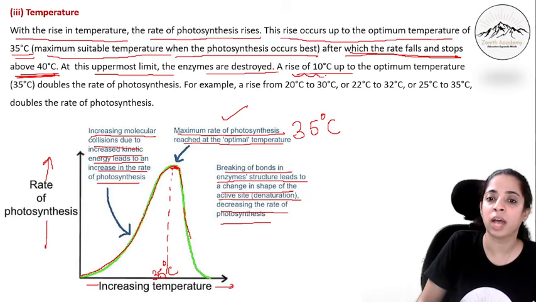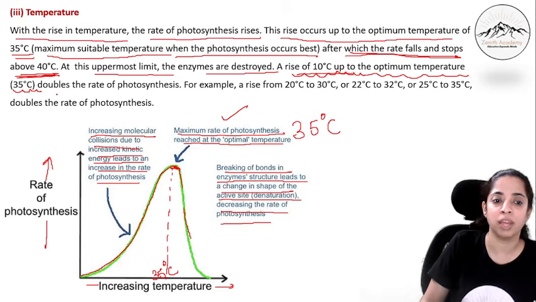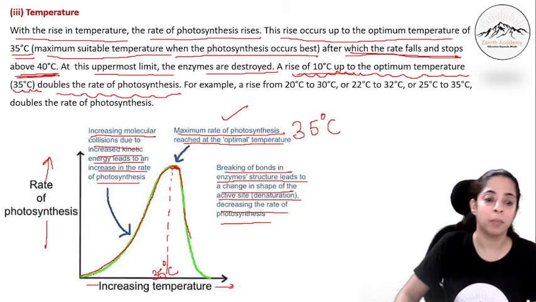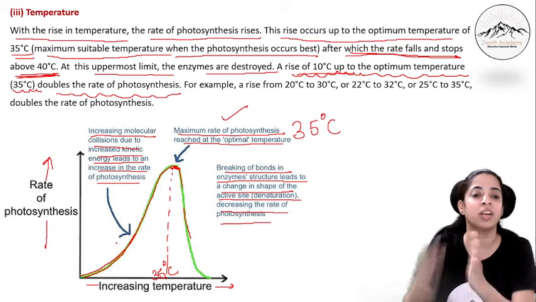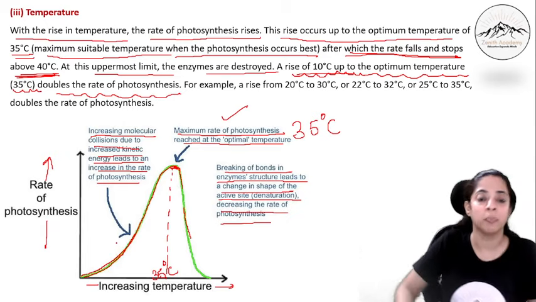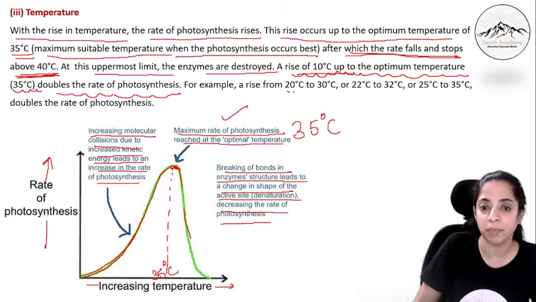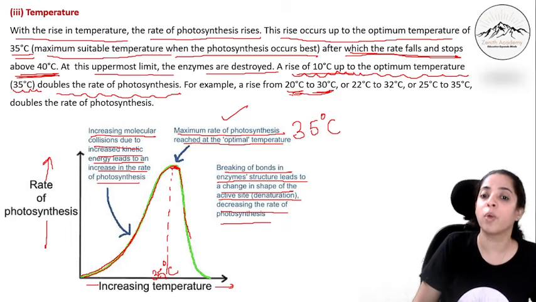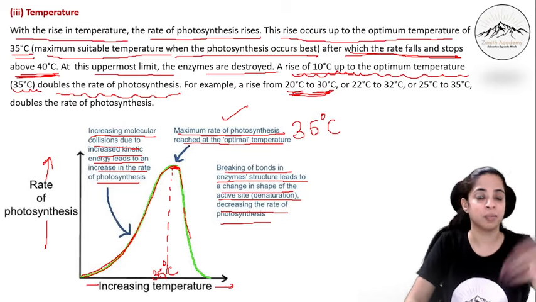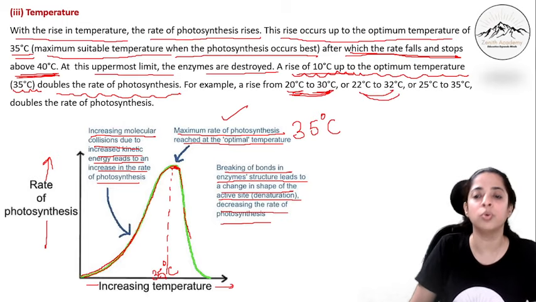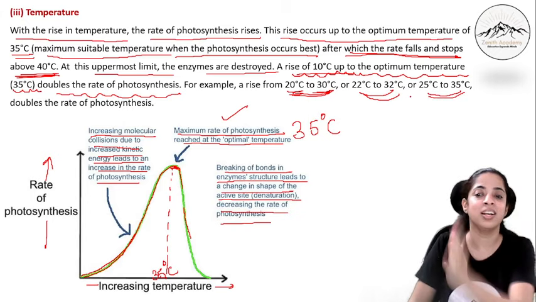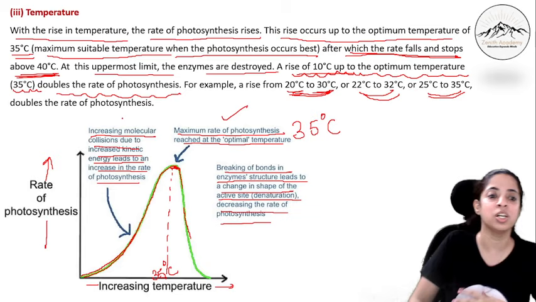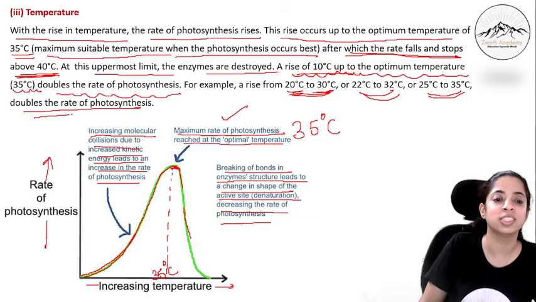Now children, a rise of 10 degree up to the optimum temperature, that is up to 35, doubles the rate of photosynthesis. मतलब ये बोल रहा है when you increase the temperature by 10 degree, the rate of photosynthesis keeps on doubling. For example, if you take the temperature from 20 to 30, or from 22 to 32, or for example 25 to 35, here you can see there is a 10 degree rise in the temperature. So here the rate of photosynthesis keeps on doubling.